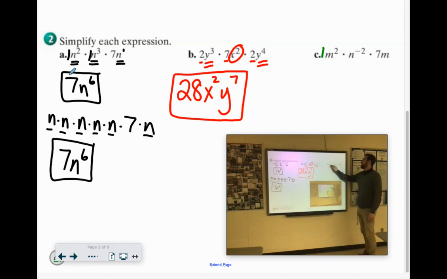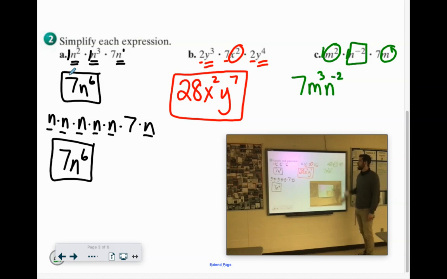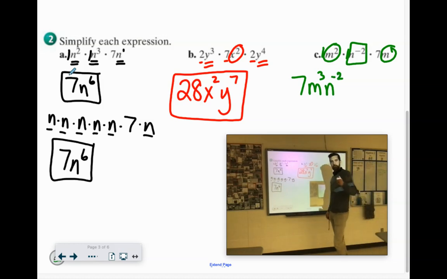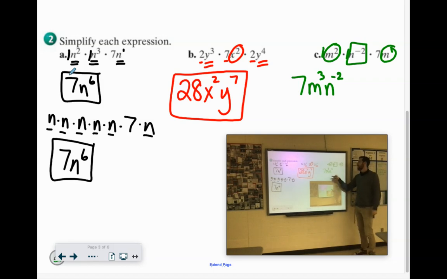We have 1 times 7 is 7. We just have l, m and o, p, so m to the second times m to the first would be m to the third. And then we only have the n to the negative second. Let's remember our old rules. Do we have anything to the 0 power? No. Do we have any negative exponents? Yes. And we can't have those, so we've got to move that n to the negative second power underneath.